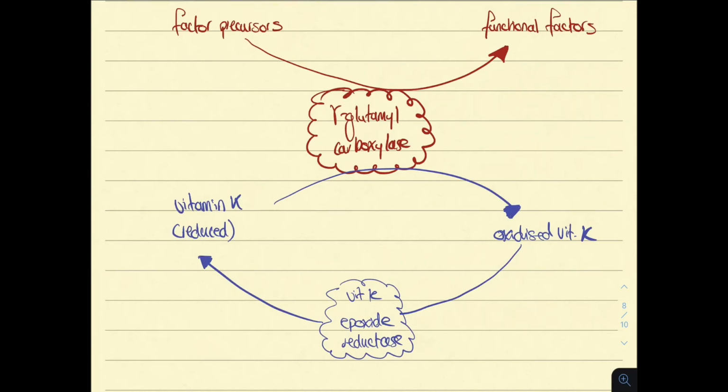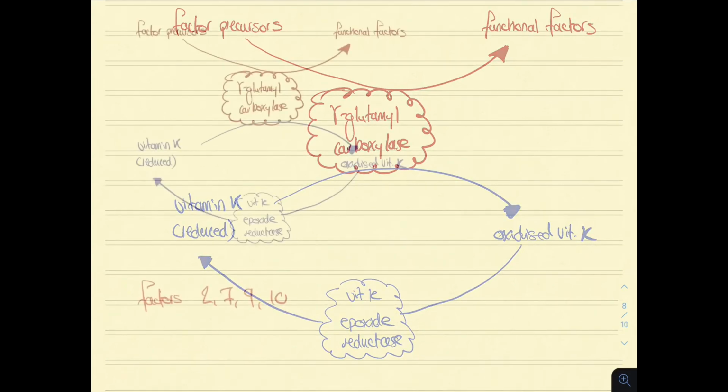This is a very simple way of putting it. So again, we have factor precursors, we want functional factors. These precursors undergo gamma carboxylation by gamma-glutamyl carboxylase. Gamma-glutamyl carboxylase requires vitamin K as a cofactor. Vitamin K is oxidized in the process, but we need to recycle this vitamin K so we can use it again, and this recycling is achieved by vitamin K epoxide reductase.